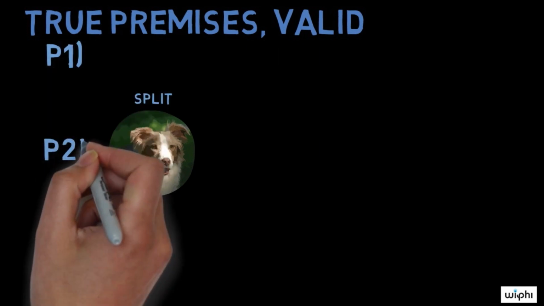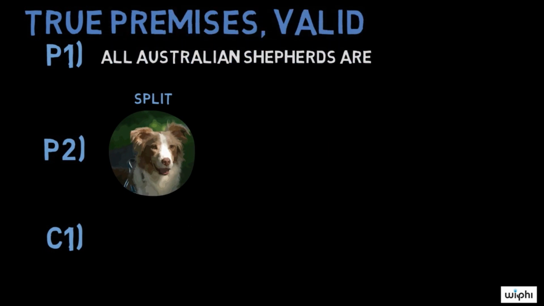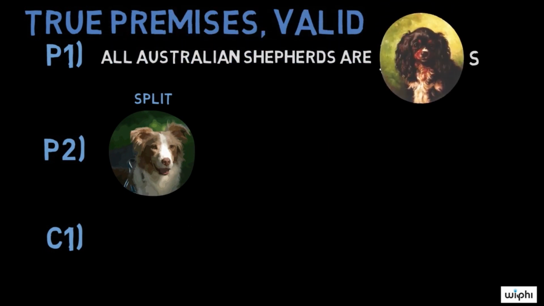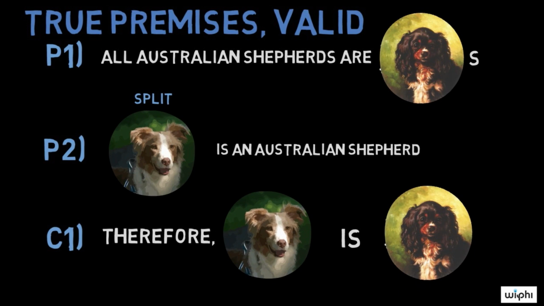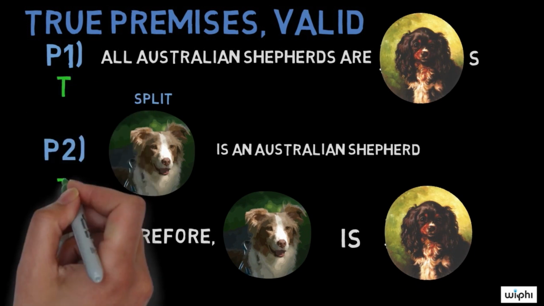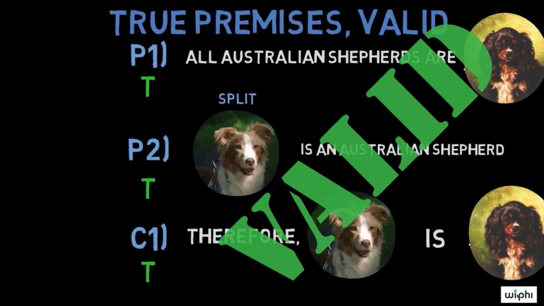all of which involve my good friend Julia's dog, Split. This is an example of an argument that has true premises and is valid. Premise 1. All Australian Shepherds are dogs. Premise 2. Split is an Australian Shepherd. Conclusion. Therefore, Split is a dog. In this argument, not only are the premises true, but the conclusion follows logically from them.